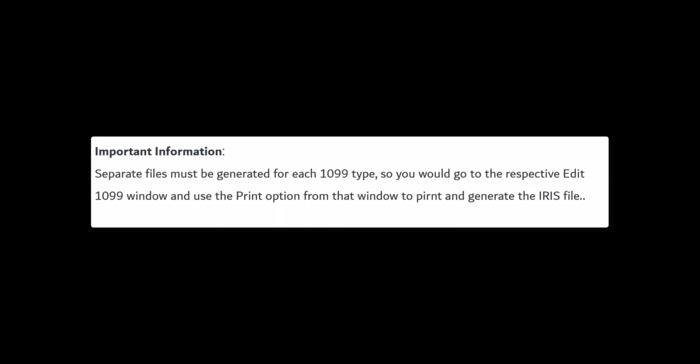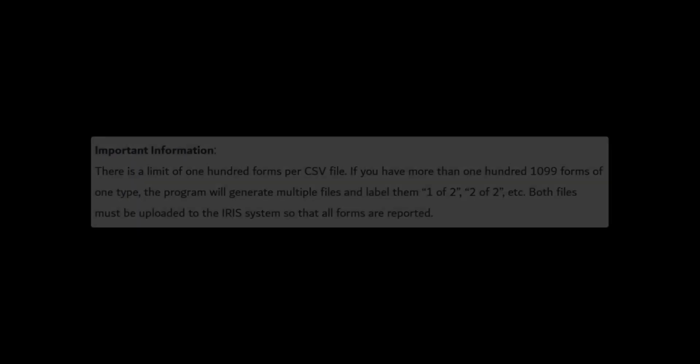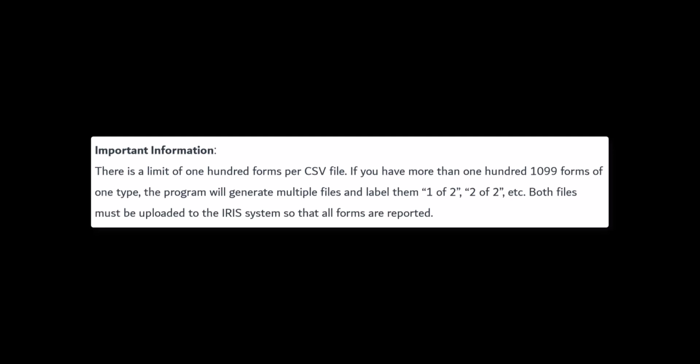Separate files must be generated for each 1099 type, so you would go to the respective Edit 1099 window and use the Print option from that window to print and generate the IRIS file. There is a limit of 100 forms per CSV file. If you have more than 100 1099 forms of one type, the program will generate multiple files and label them 1 of 2, 2 of 2, etc. Both files must be uploaded to the IRIS system so that all forms are reported.